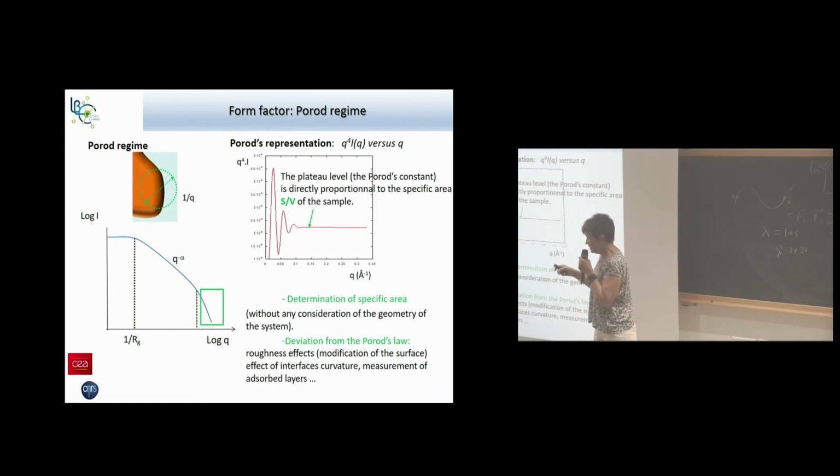This specific area does not depend on the geometry of the sample. And you may have some deviation to this Porod law if the surface is rough, or if close to the surface the scattering length density of the material is changing a bit. Sometimes it's more dilute. So you may have some deviation to Porod's law due to the roughness of your material, or to some variation of the scattering length density when you approach the surface. I have to say that this Porod law is observed for spheres, for colloidal particles. It is almost never observed for polymers.